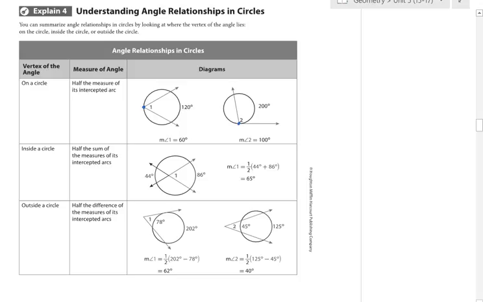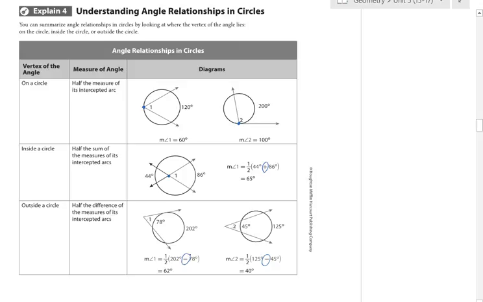The angle is always half of the intercepted arc. When the angle is inside the circle, it's half the sum, so we have addition. And if the angle is outside of the circle, like in these two cases, then it's half the difference. So we use subtraction when the angle is outside of the circle.